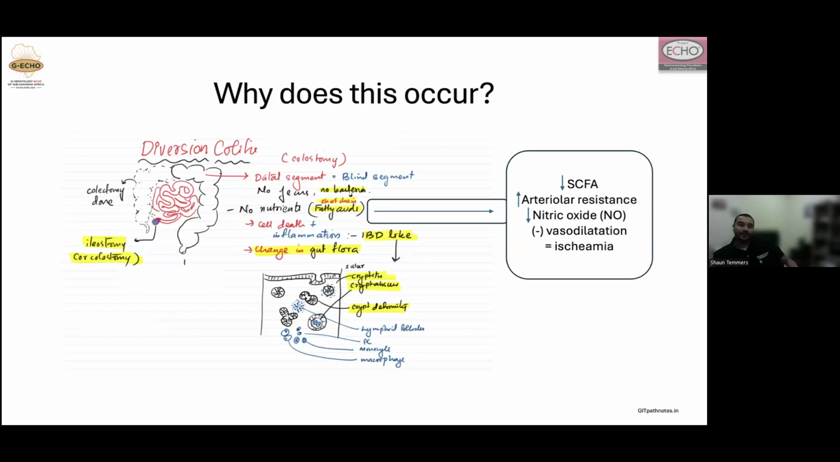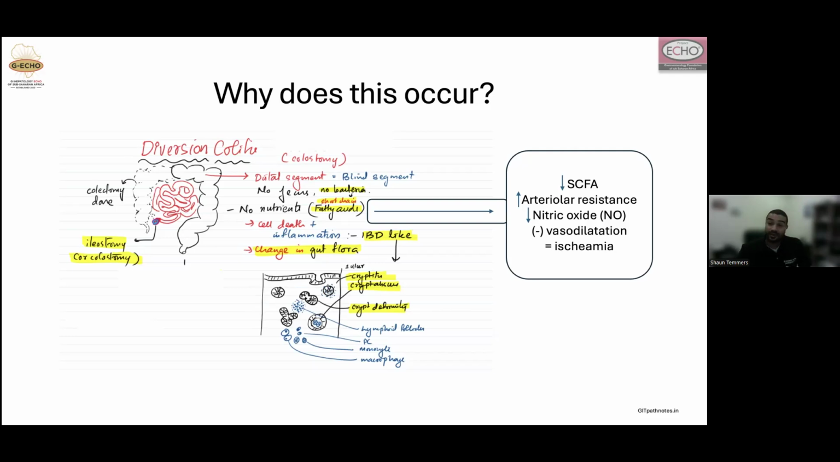Why does this happen? Now, this diagram illustrates a colon where you've had a colectomy done, and now you've got a diverted distal segment. This blind segment in itself has no bacteria, and there are no nutrients coming along from the proximal stream without any bacteria. There's no nutrients for them to break down, so you can't produce further short-chain fatty acids. This leads to cell death, inflammation, and you get this sort of IBD mucosal damage.